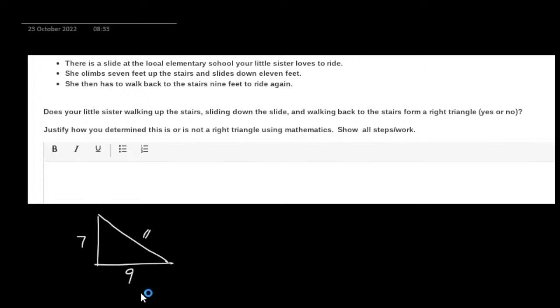This is 9 feet. Now, does your little sister walking up the stair, sliding down the slide and walking back to the stair form a right angle triangle? Yes or no? I don't think so, because here this 7 square plus this 9 square should give me 11 square. Now 7 7s are 49, 9 9s are 81, and 49 plus 81 gives 130. That is not equal to 11 square. 11 square is 121. So this is not a right angle triangle.